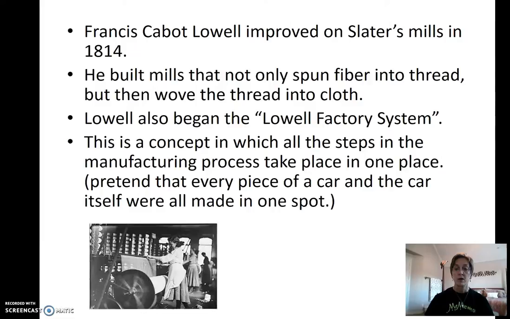Okay? And so this is important because he now can make the whole piece of cloth under one roof. He can now take the thread or take the fiber and spin it into thread, take that thread and weave it into cloth, all under one roof. So like I said at the bottom, it's a very efficient system. It's called the Lowell factory system, and you do need to know that.